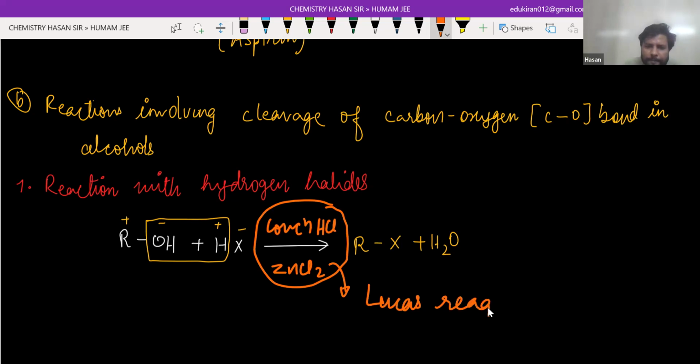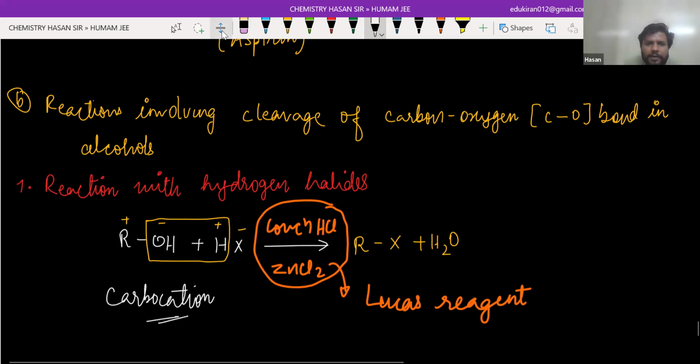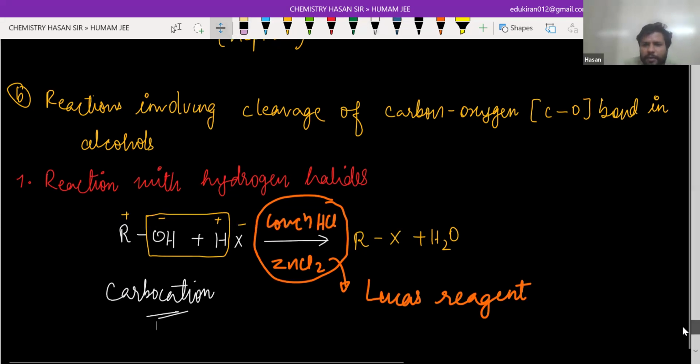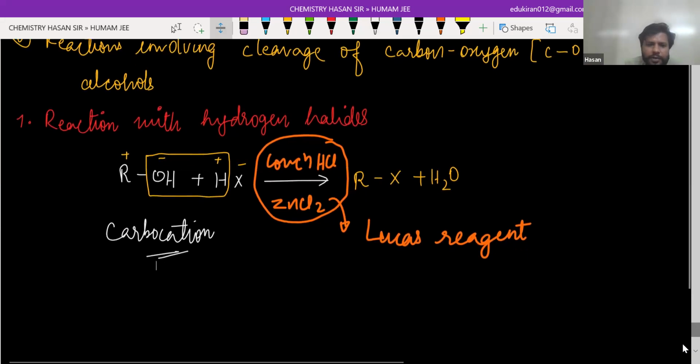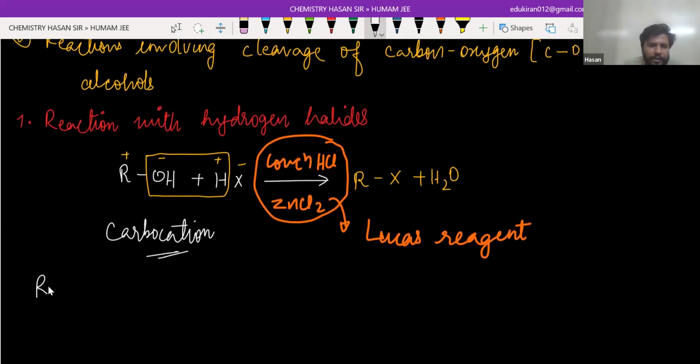Lucas reagent. And there is formation of carbocation, so rearrange if possible. There are other points that we need to write. The reactivity will be 3 degree, 2 degree, 1 degree. Okay.